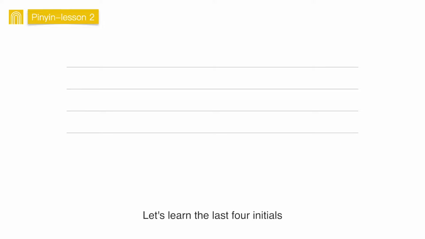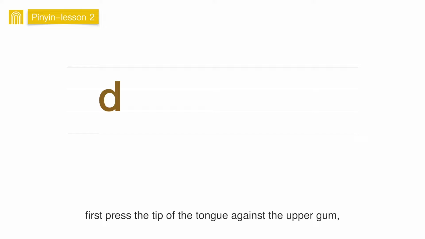Let's learn the last four initials. The initial, de. When pronouncing, first press the tip of the tongue against the upper gum, and at the moment when the tip of the tongue is removed, read it out. Read after me. De, de. Sounds like the D in English word dirty.